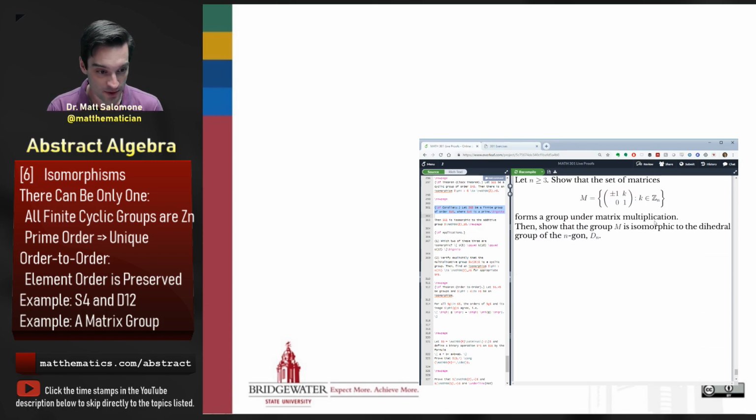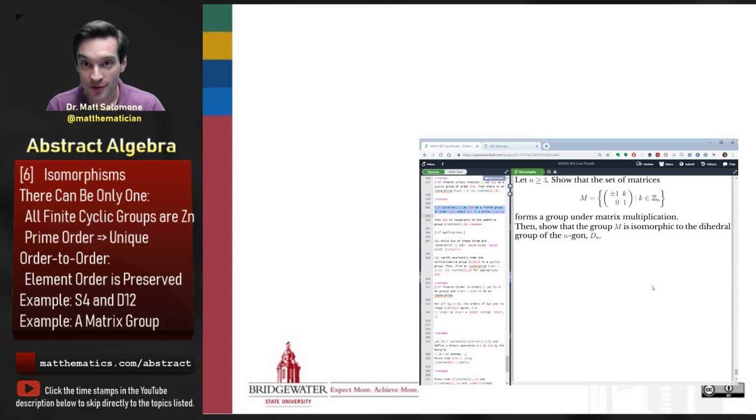And then the last one, you probably won't have time for all of these, but here's a group of 2 by 2 matrices, where the entries in these matrices are taken from Z mod n. So when I multiply these matrices together, their entries are going to combine together using the arithmetic of integers mod n. And we would show, if we get to this problem, that this group of matrices is actually isomorphic to the dihedral group of the n-gon, Dn.